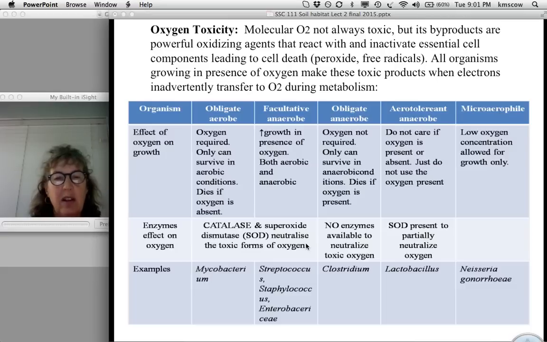It's kind of cool. Okay, and there are some examples of organisms. Anyway, then obligate anaerobes do not require oxygen, and they can only survive in the absence of oxygen. If oxygen is present, they lack the enzymes that are able to neutralize the oxygen, and they will just drop dead. Clostridium is an example of that. Do you remember Clostridium?